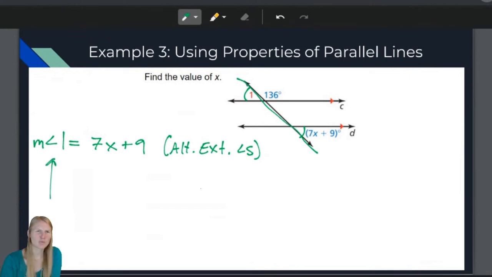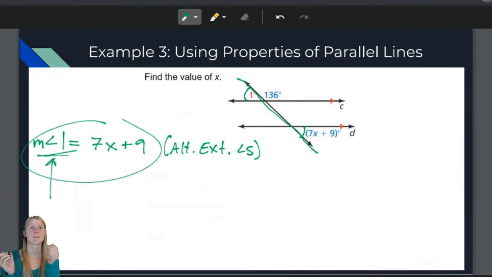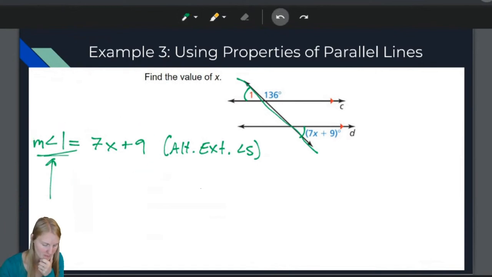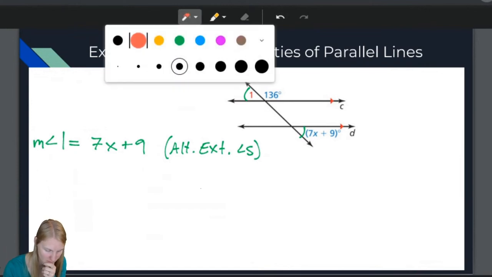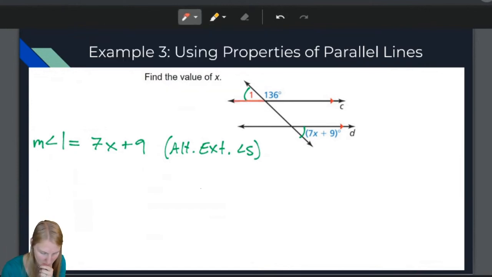Can we figure out what the measure of angle 1 is? Because if I can figure out what the measure of angle 1 is, I can solve this equation. So, is there a way for me to figure out what measure of angle 1 is? Let's see. The measure of angle 1. Oh, wait a minute. Look at 1 and 36. They make a linear pair, right? They share a vertex and they share a side.